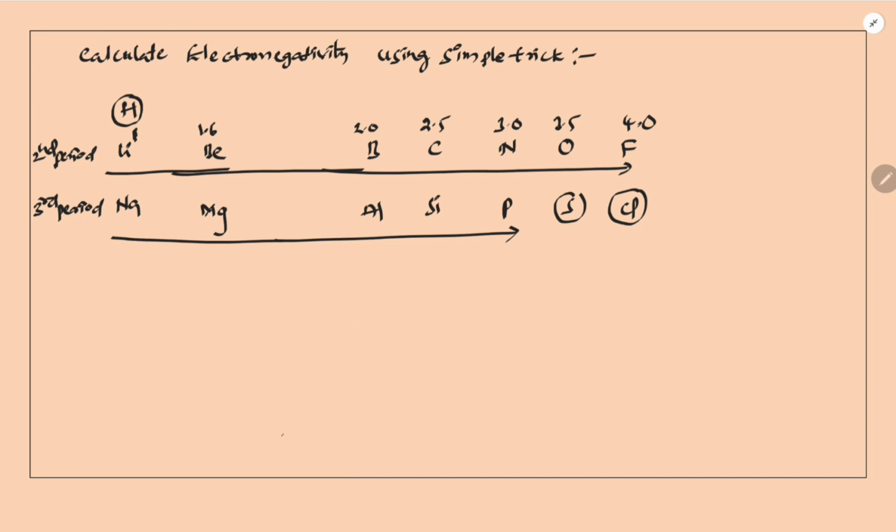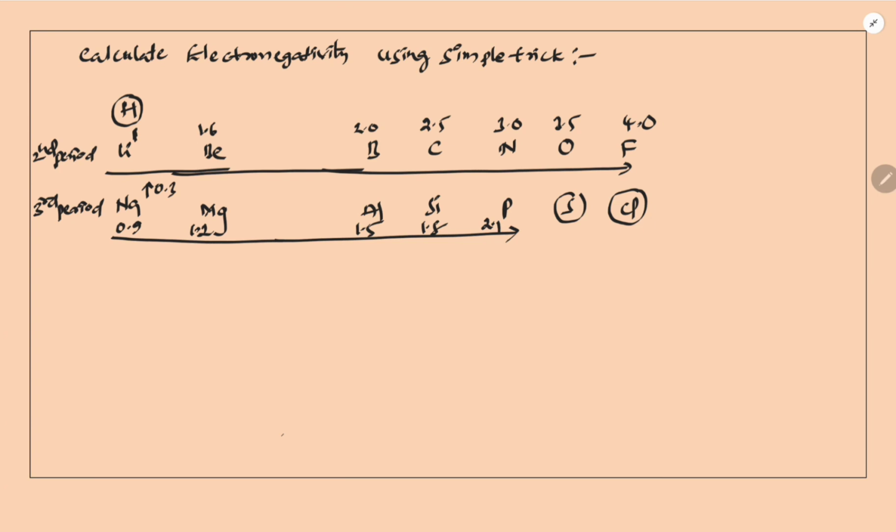Now, look at sodium. For example, sodium's electronegativity is 0.9. Now, every element increases by 0.3. Magnesium is 1.2. Aluminium is 1.5. Silicon is 1.8. Phosphorus is 2.1.